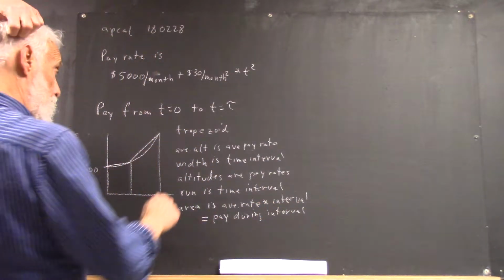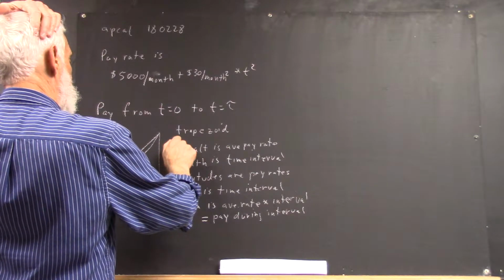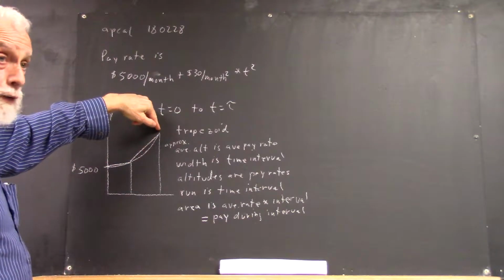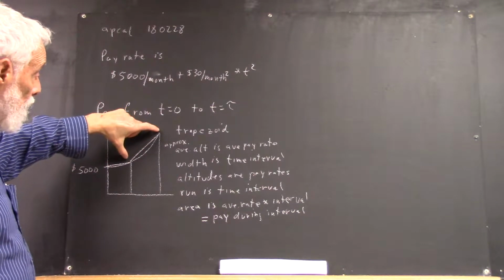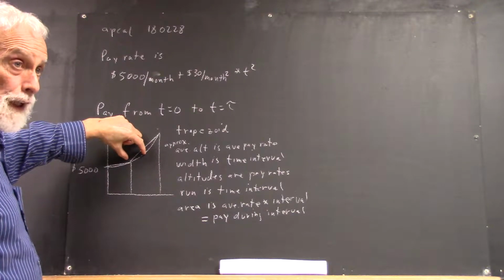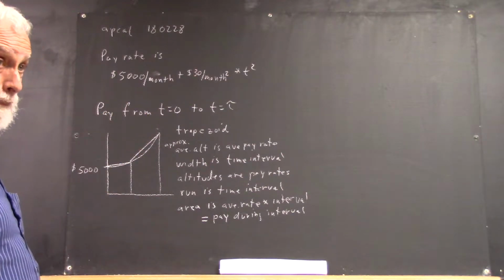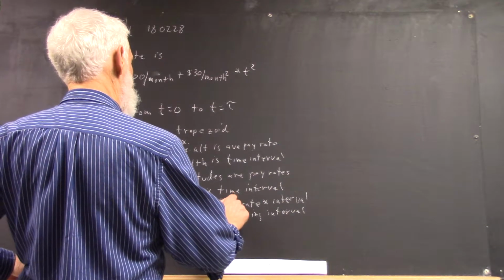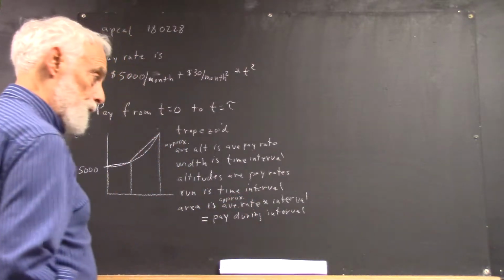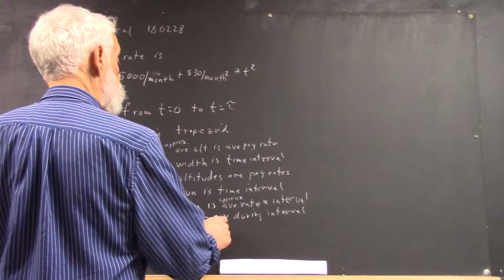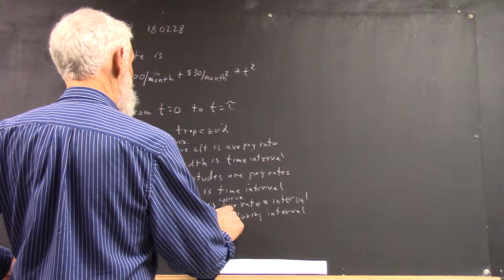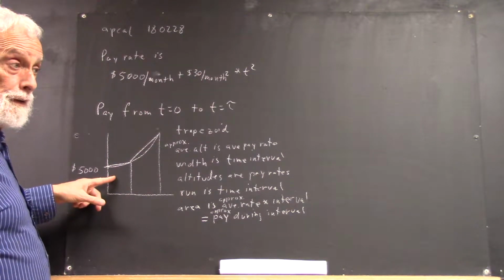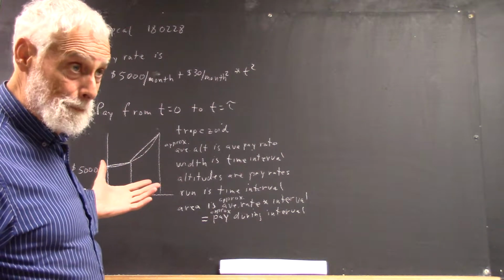Okay? Now this is approximate average because obviously when you do a trapezoid you're cutting across the curve. So the average on this line is a little higher than the actual average value under the curve. And we'll say a lot more about that later. So this is the approximate average rate. But anyhow, this is the approximate pay during the interval. And areas correspond to integrals, right?